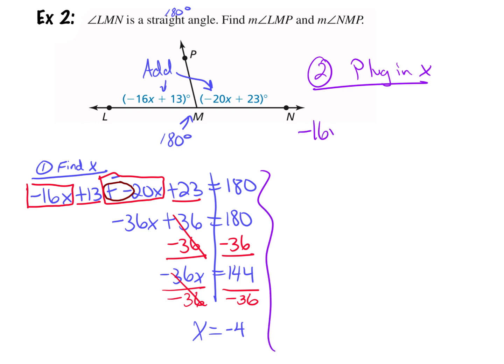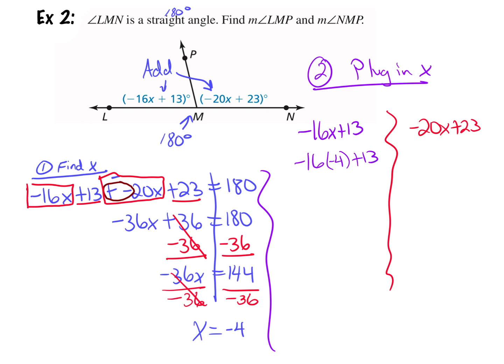So I have negative 16x plus 13, and then I have negative 20x plus 23. All right, so it's negative 16 times what? Negative 4, because that's my x, plus 13. And what do you get with that one? 64? Yes. Oh, I mean the whole thing. 77. 77? And that's what angle? LMP. Because it's the one on the left, right? LMP, this angle right here.